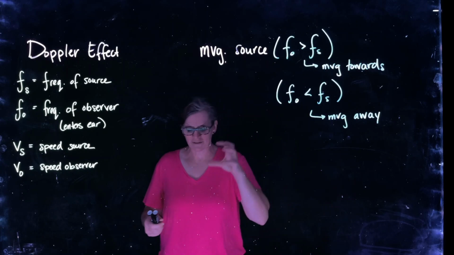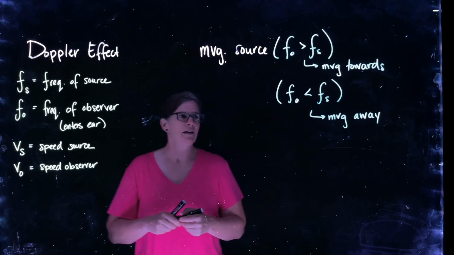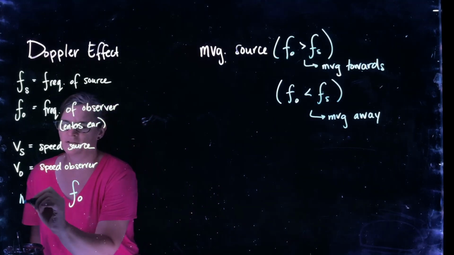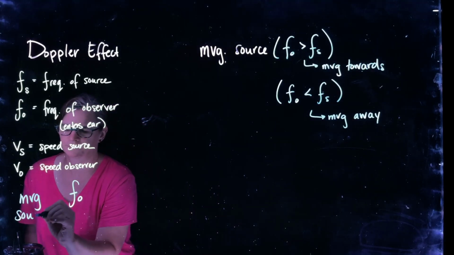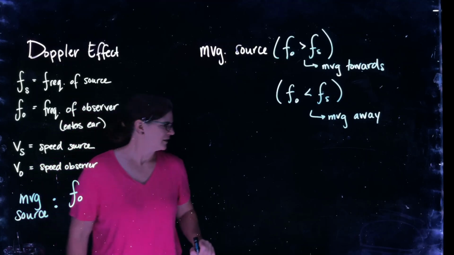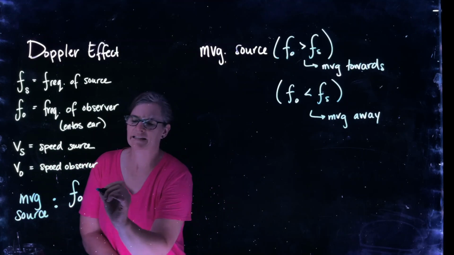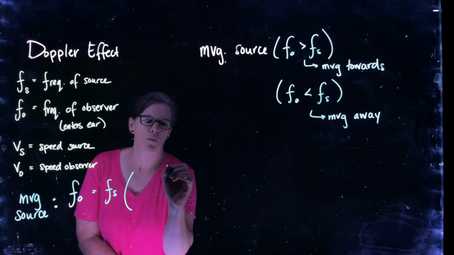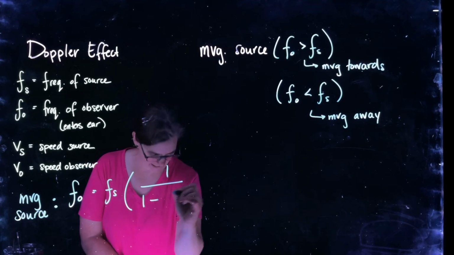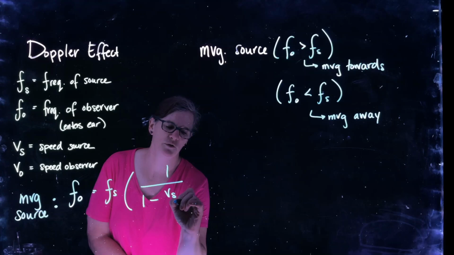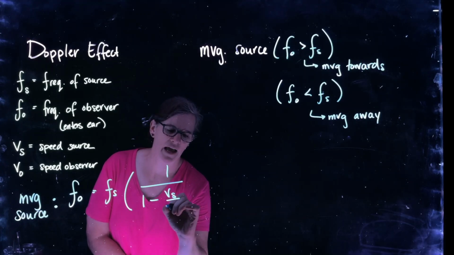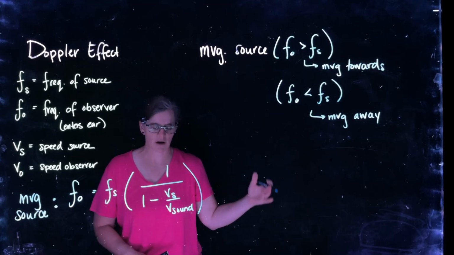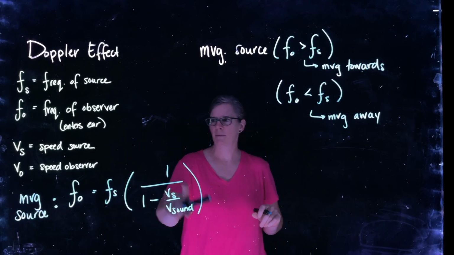And so this all gives rise to an equation where the frequency of the observer for a moving source is related to the frequency of the source, times 1 over 1 minus the velocity of the source divided by the velocity of sound itself traveling in the air, where V sub s is V sub source.